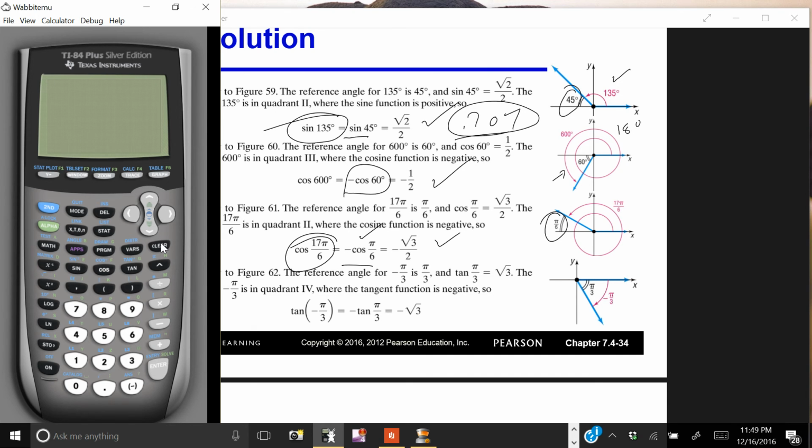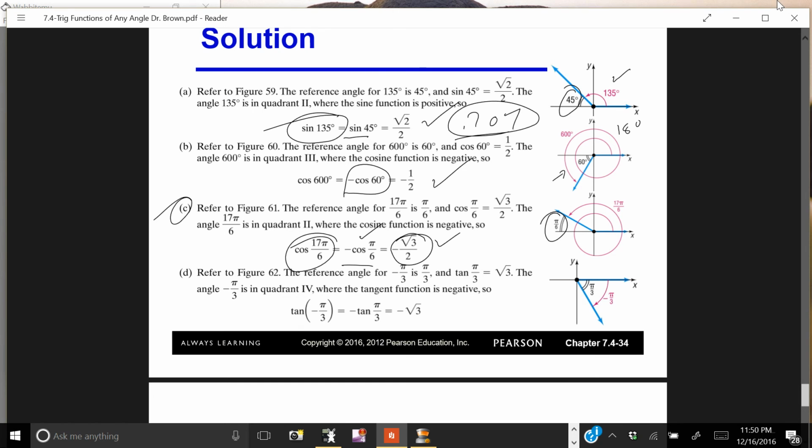So we can see if we put cosine of 17 pi divided by 6, that we will get negative 0.866, which you will find is equal to minus the square root of 3 over 2.